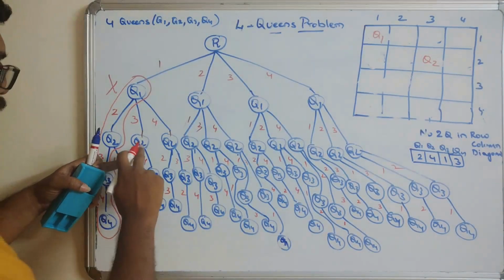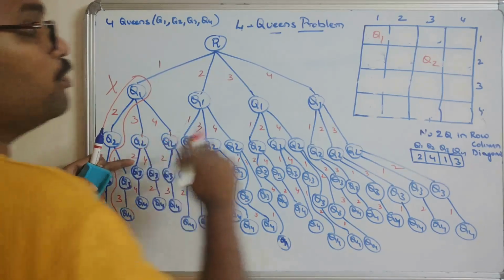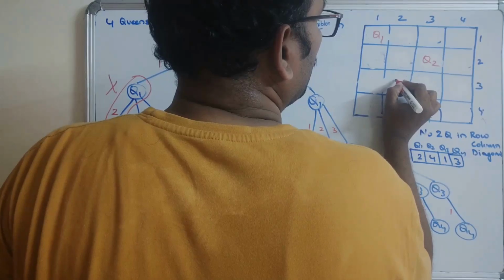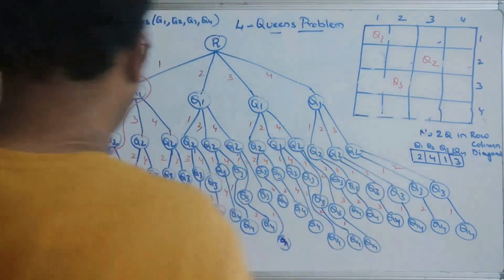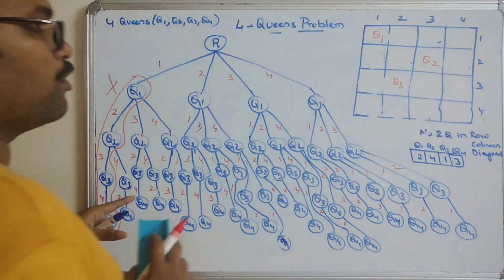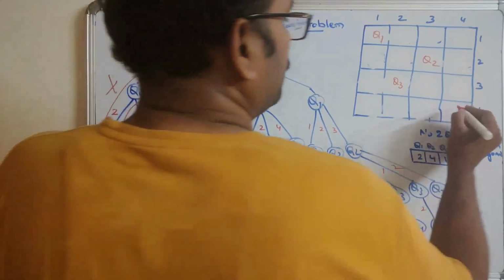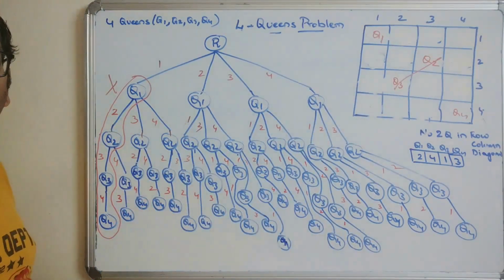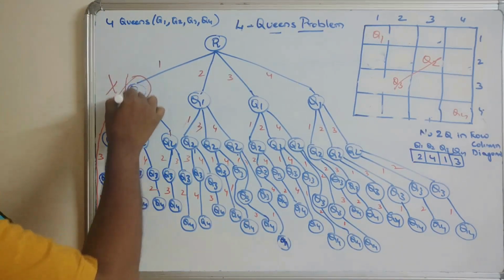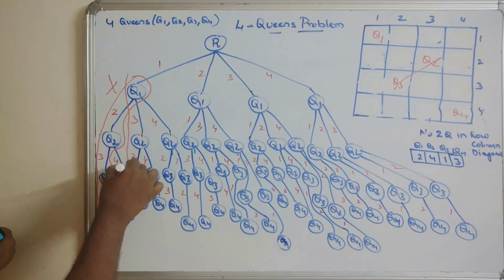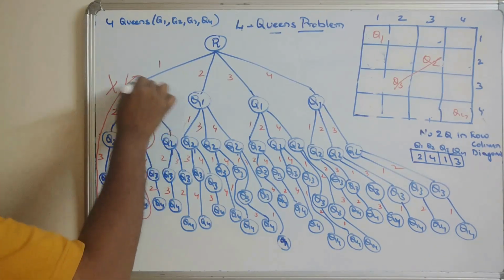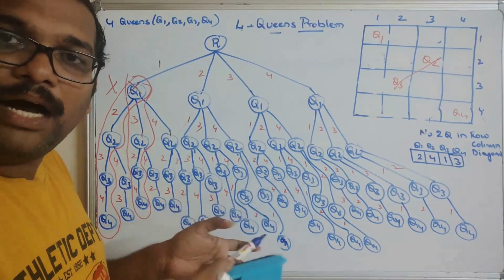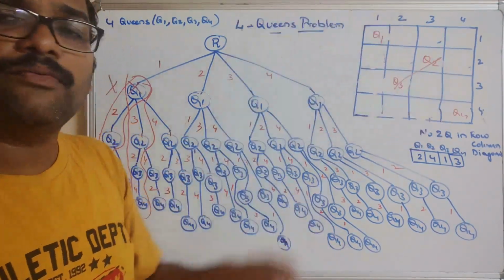See, 2 in Q3, and 4 in Q4. So again it violates the rule, right? Diagonal. So this possibility is not possible, right? This path is also not possible, right? Like that we can check each and every path here and we can find out the solution.